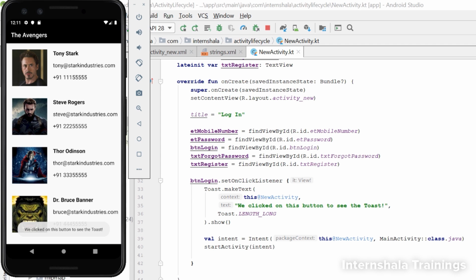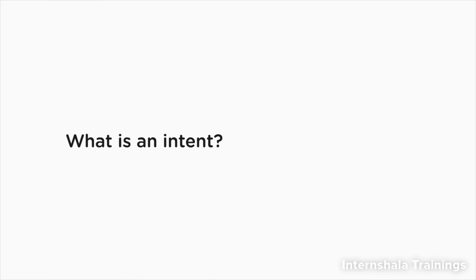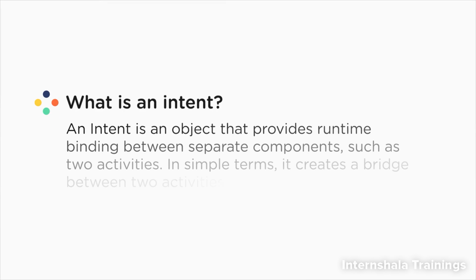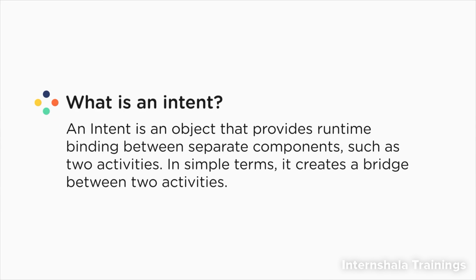But before we end this video, let's look at the technical definition of an intent. Theory is important too, isn't it? An intent is an object that provides runtime binding between separate components, such as two activities. In simple terms, it creates a bridge between two activities. Remember, whenever we want to open new activities, we will have to create an intent.